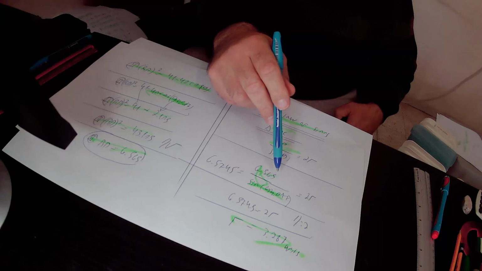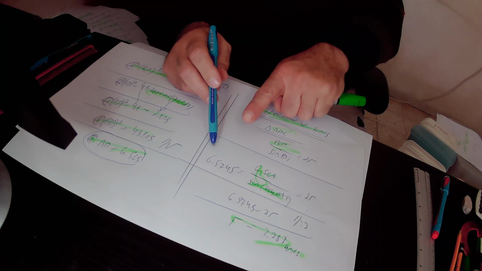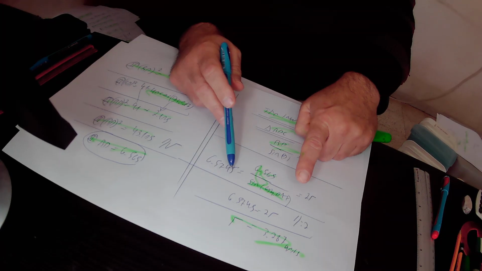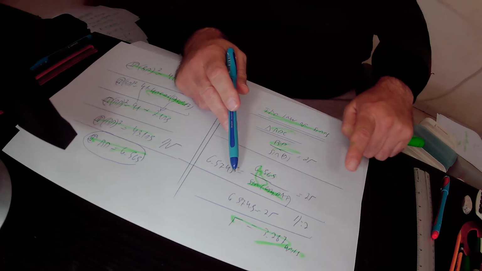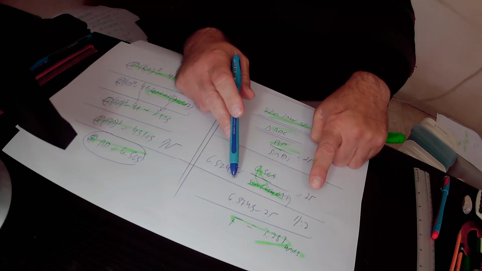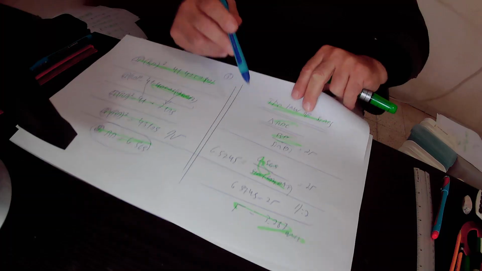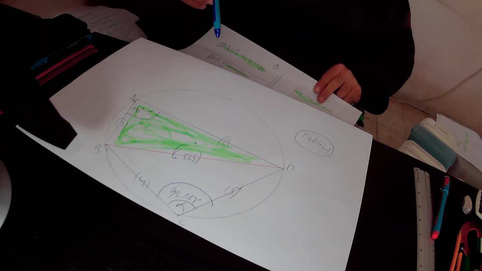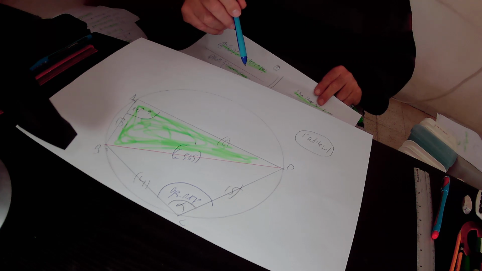The value of this expression in the green color is equal to 6.5745. So those two sides of the equation are equal to each other. So in total, we found out that 6.5745 equals 2R. If we divide this equation by 2, we know that R equals 3.287 units. So the radius of this circle, which is the radius that we are looking for in this question, is equal to 3.287 units in its length.